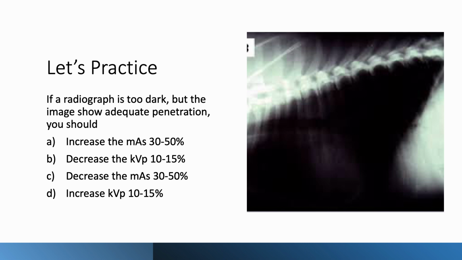So the first thing I think is, okay, my toast is overcooked. I need to decrease my settings, right? I've got burnt toast. My picture is overexposed. I've got to decrease settings. So I'm looking at B or C. And the stem of the question said that my penetration, my KVP, was adequate. So that was the clue that the answer is to decrease the MA. The question itself said, this isn't a KVP problem. So that's how I know that I need to decrease the MA by 30 to 50%, and that's the correct answer.